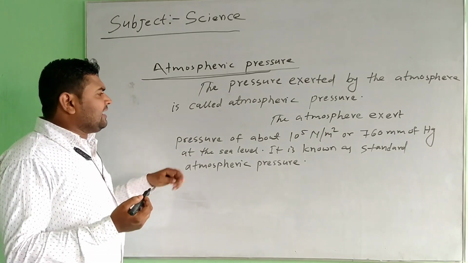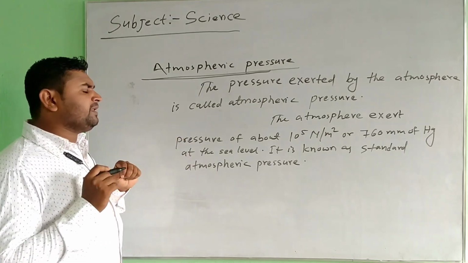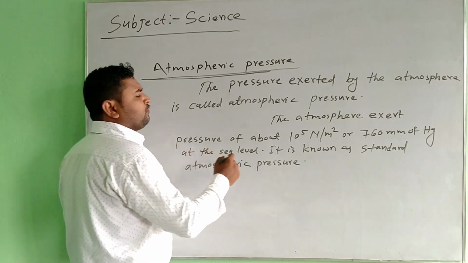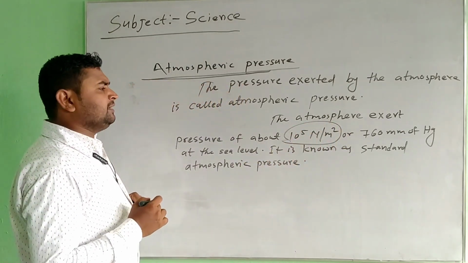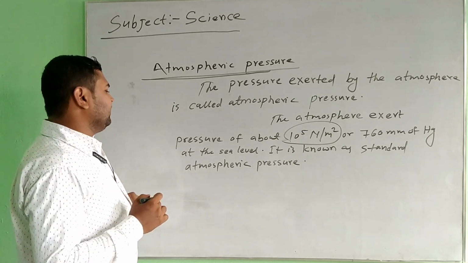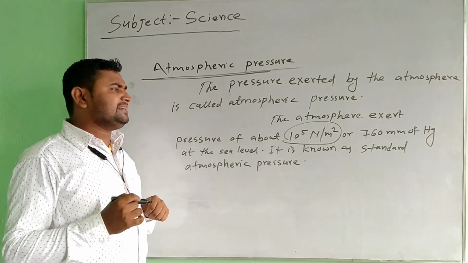So at sea level, the atmospheric pressure is 10^5 Newton per meter squared, or generally we can say 760 mm of Hg at sea level.